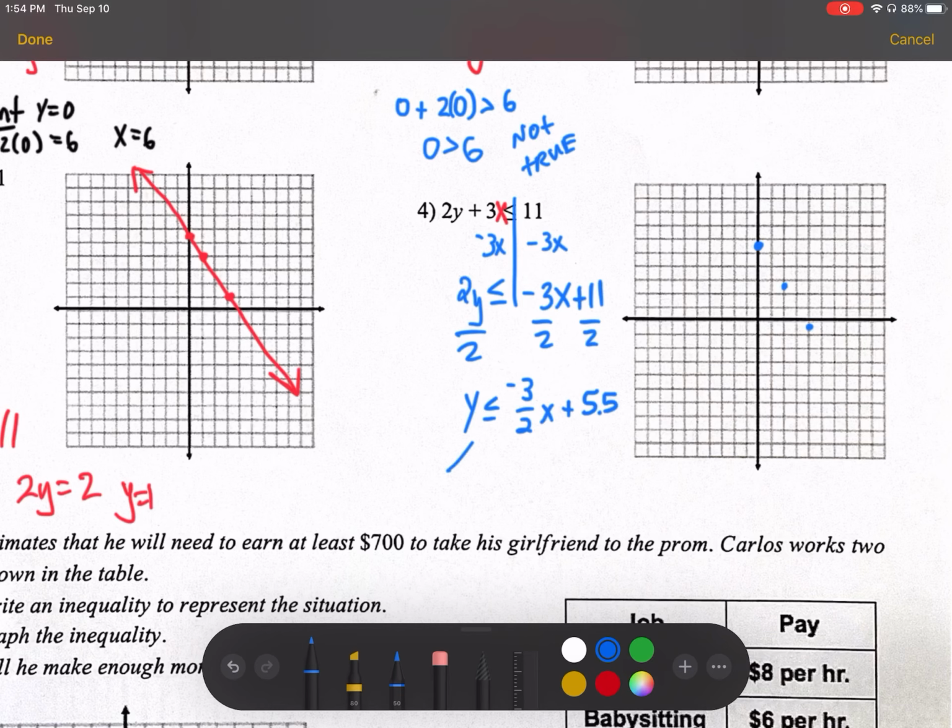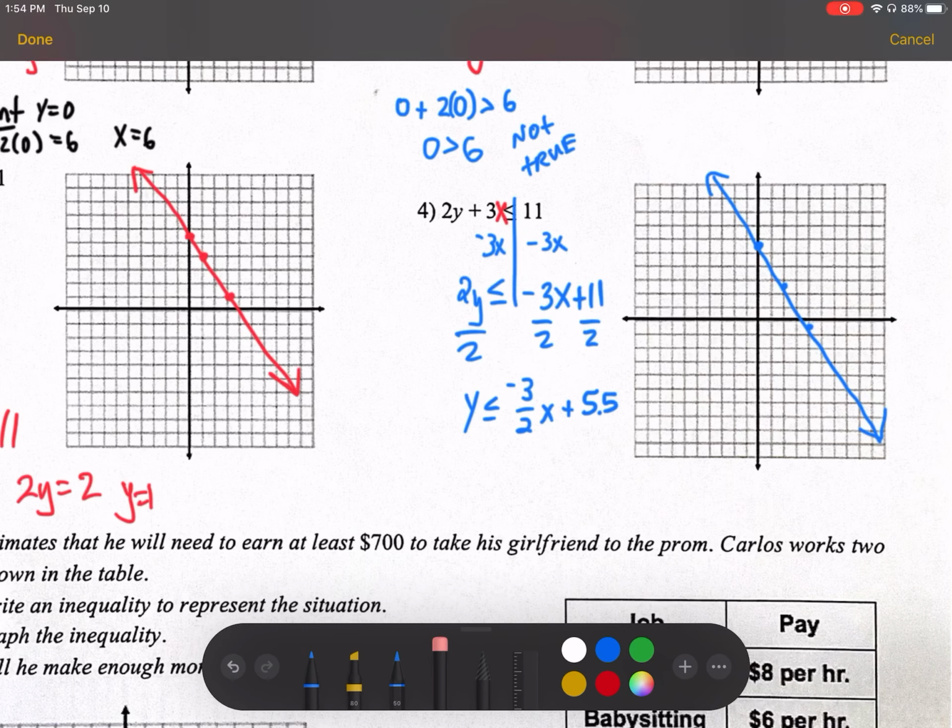Okay, this is an equal to. So because it's equal to, we're going to draw a solid line. And then we need to do our shading. So if we read this, we read it y is less than or equal.